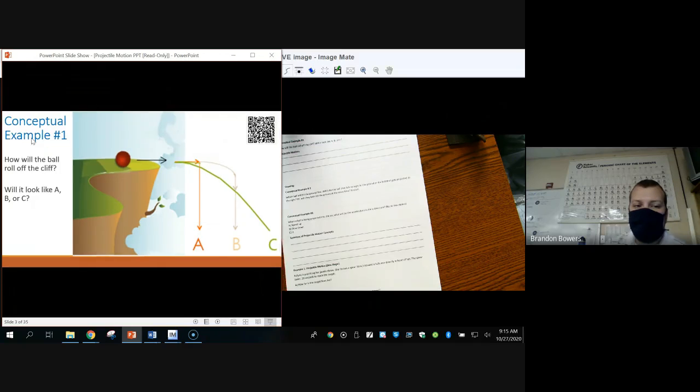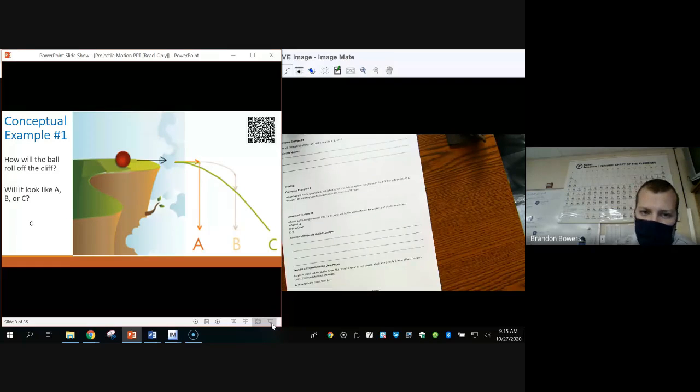All right, concept example 1. How will the ball roll off the cliff? Do you think A, B, or C? C. Because it's more there. It depends. Are you putting any backstory? The answer is C. All right, the answer is C. That's what a projectile will look like. Looks like a kickball.